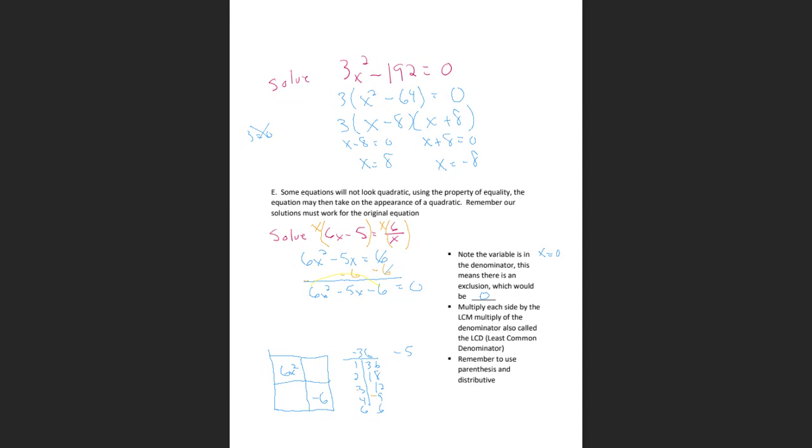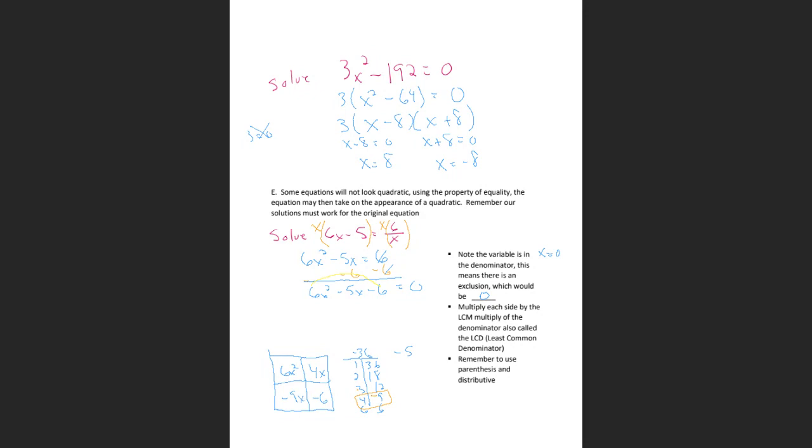So in doing so, what I'm seeing is a 4 and a negative 9. If you multiply those together, they're going to give me that negative 36. And if you add them together, they're going to give me this negative 5. So I'm going to be using those to complete my box. So 4x is going to go here, and negative 9x is going to go there. It doesn't really matter where you put them.